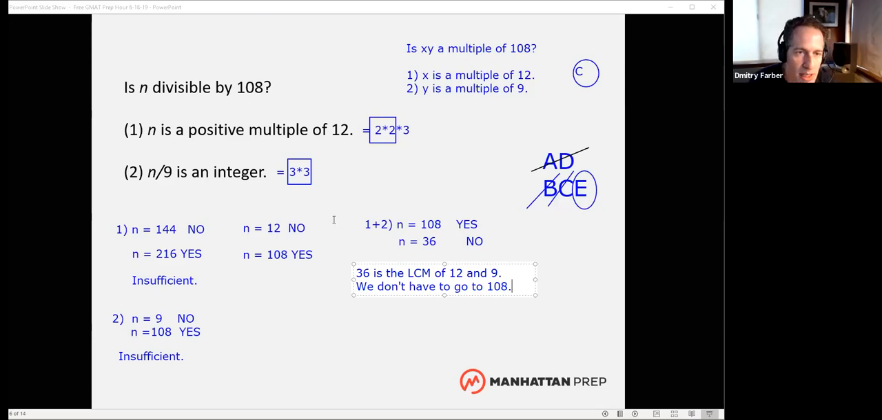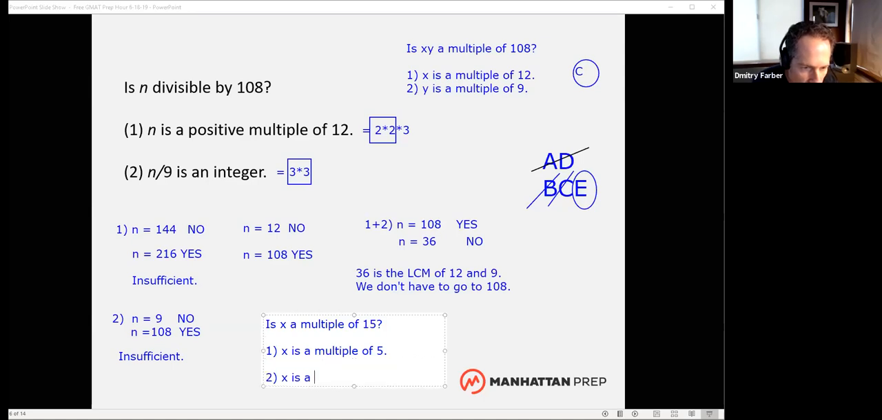Imagine also that it had said, here's another variation. What if it had said, is X a multiple of 15? Statement 1 had said X is a multiple of 5. Statement 2 had said X is a multiple of 6. All right. Well, to have 15, I just need 3 times 5, right? This one gives me the 5. This one gives me 2 times 3. The 2 is irrelevant. It's just a distraction.